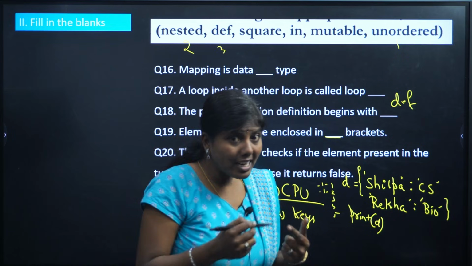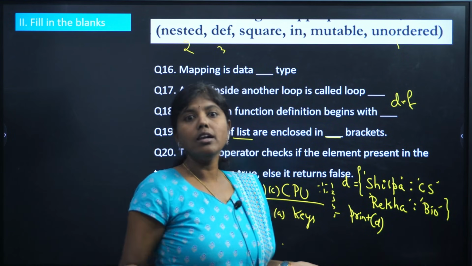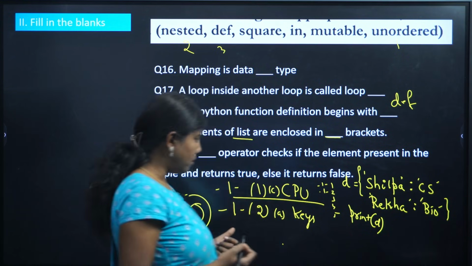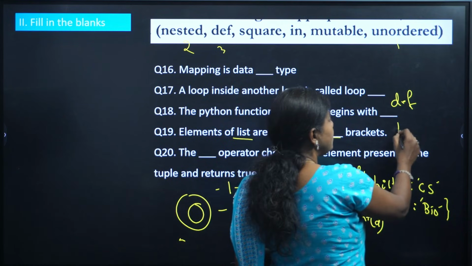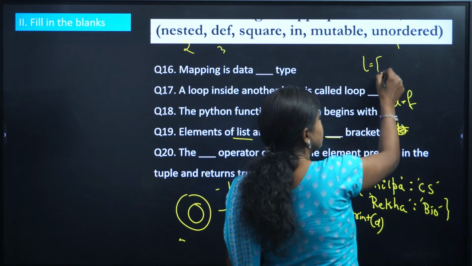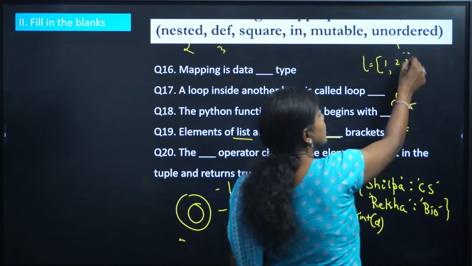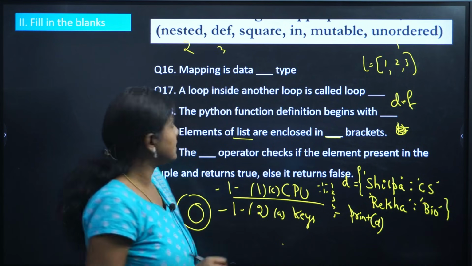Elements of list are enclosed in. Explicitly you have to write it. You can't tell that, the way I've told the tuple. Okay, it's not like that. Explicitly, the element should be included. Okay, not tuple. It's going to be this. It should be explicitly enclosed within the square brackets.